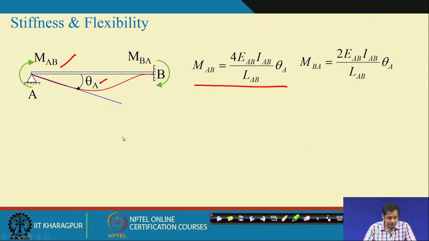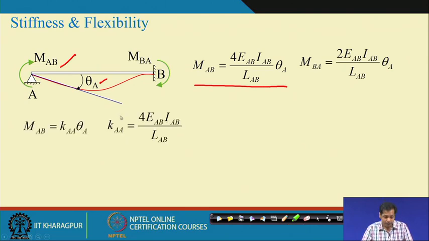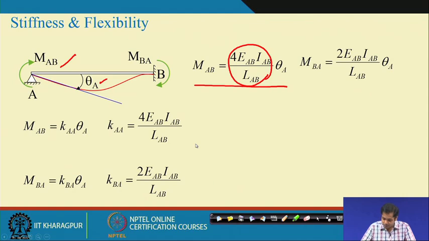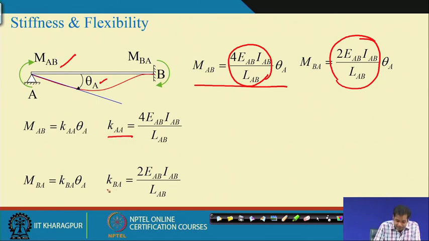Now, MAB can be written as KAA into theta A, where KAA is equal to this entire thing. Similarly, MBA can be written as KBA into theta A, where KBA is equal to this entire thing. And then we say that KAA and KBA are stiffnesses.